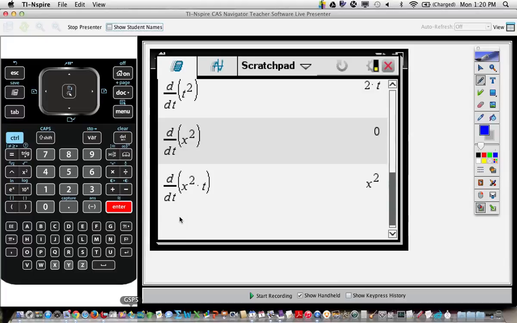Okay? See? The key part of that was the t on the bottom, the dt. It told you that t is the variable. Everything else is treated as a constant. All right. So that notation is important.